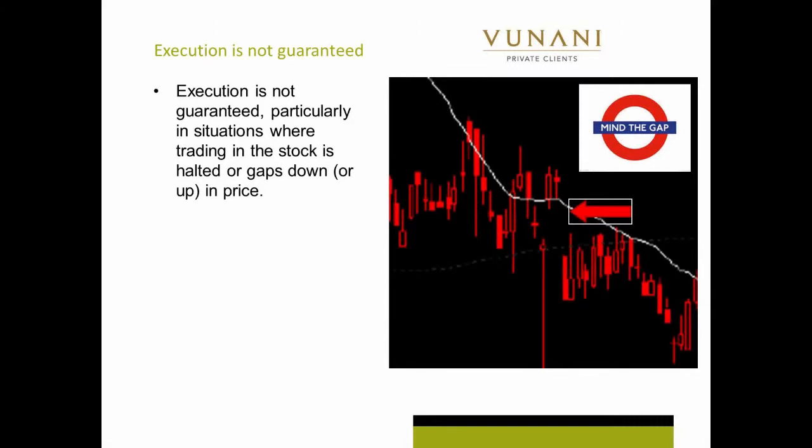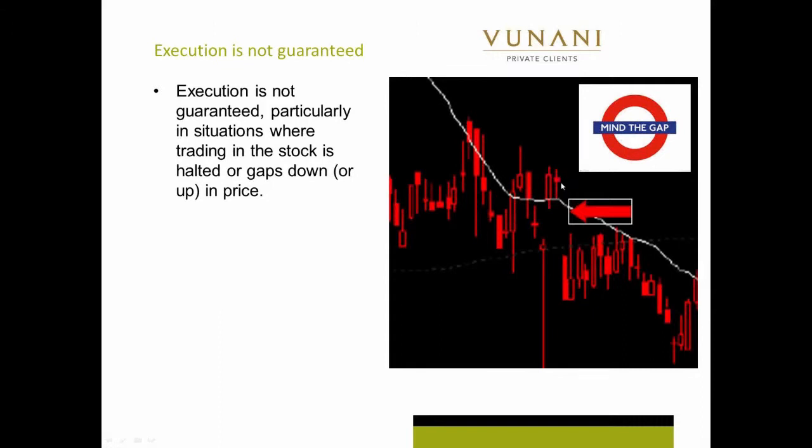So execution is not guaranteed, particularly in a situation where there's an event overnight and stock prices either gap up or gap down with market uncertainty. There's a very real danger of this happening to you. So I've said here, mind the gap. This is actually a gold chart on GLD, which I've zoomed in on the candlesticks, and this is kind of the danger I want to point out.